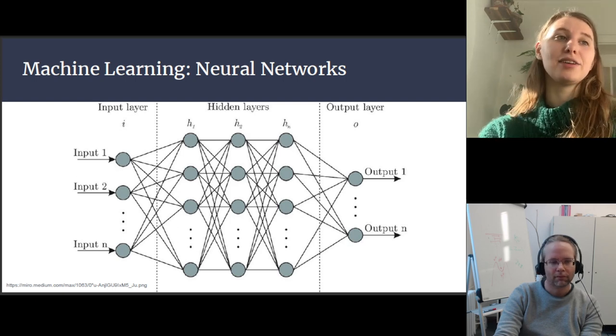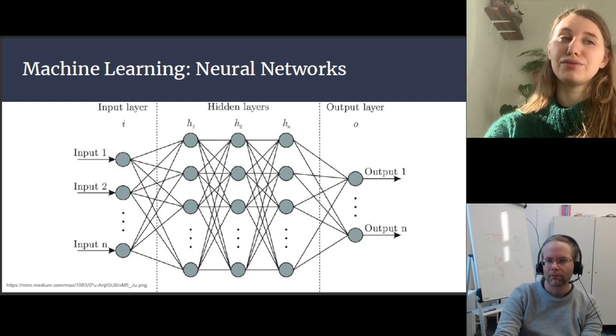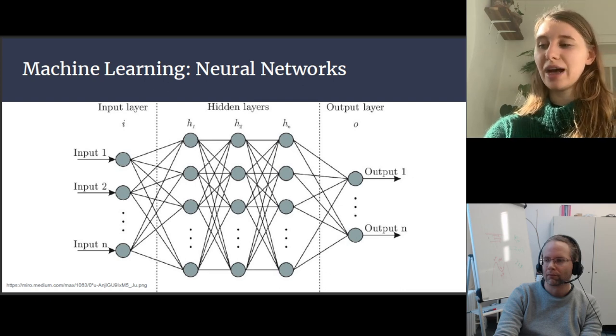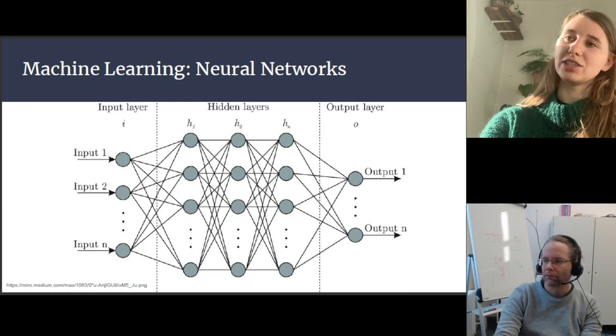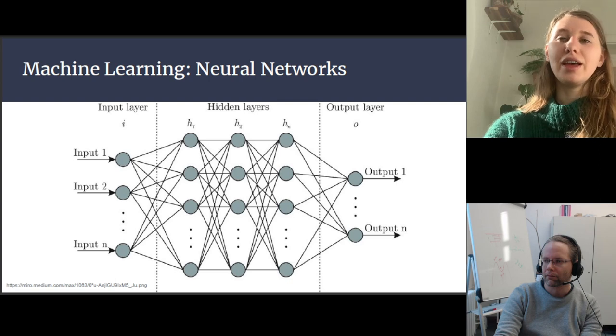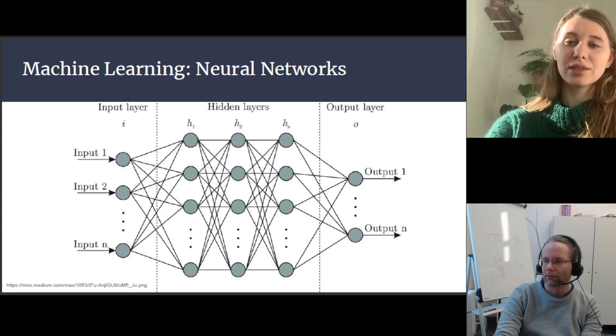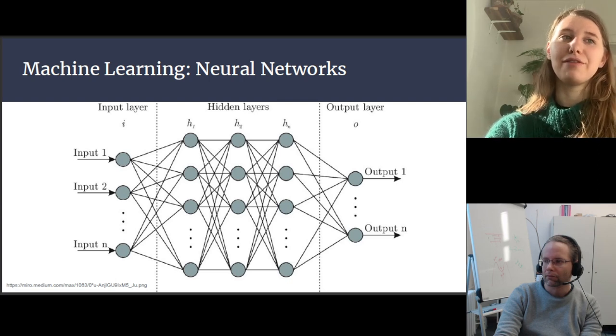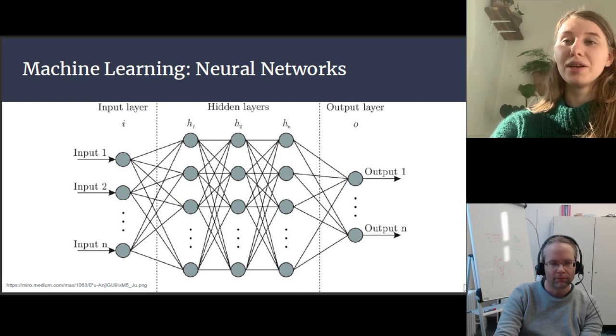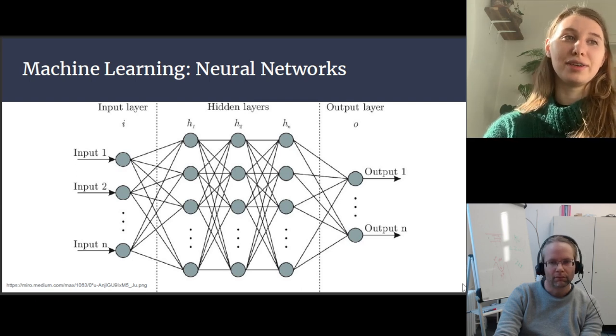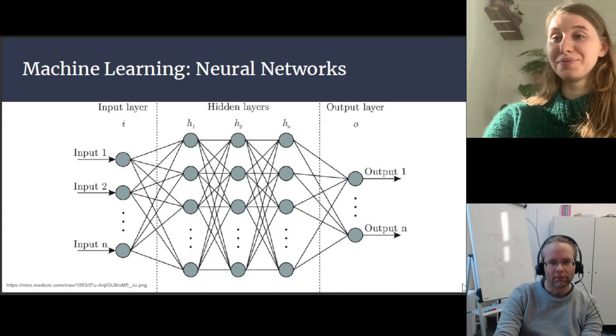And the last layer is called the output layer. So that's the result you get. For example, you have the result options: the image is empty, you have an animal, you have a car, and you have a house. So those are four options. Then you would have four output nodes. That's the general layout of a neural network.